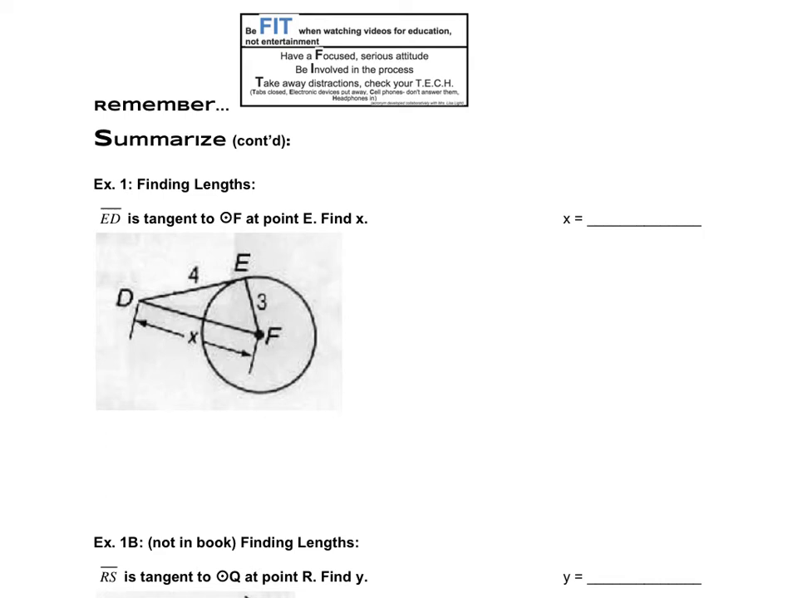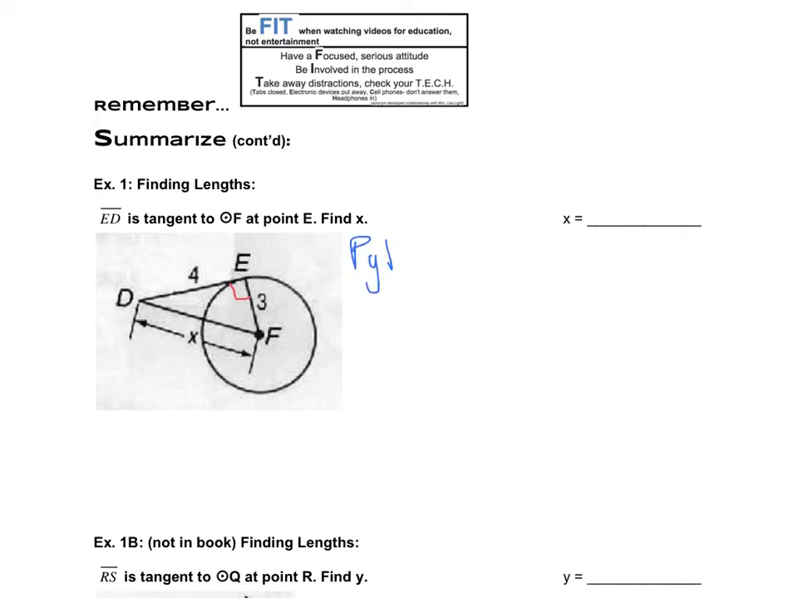Okay, now we're going to use the vocabulary from our tangents section of our textbook to start solving some problems. The first problem that you see in your book, example 1, says that if ED is tangent to circle F at point E, then we need to find x. So of course the first thing that we know is that if it's a tangent, the radius drawn to that point of tangency is going to be perpendicular. So we've got a right triangle on our hands.